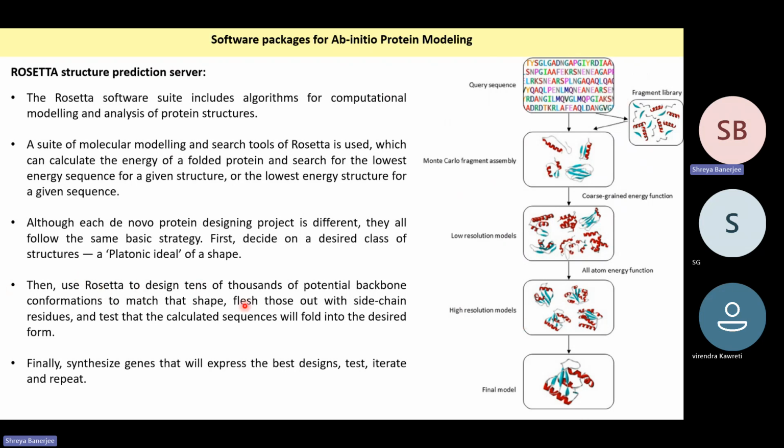So using this, again, protein can be designed based on a particular sequence, or if we have the sequence, we can predict the particular structure.